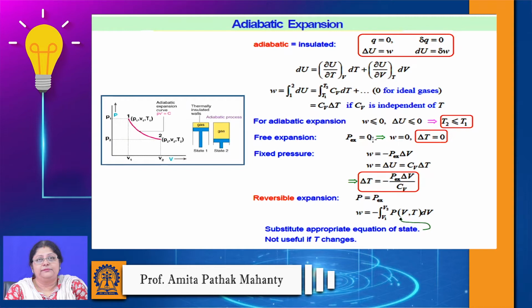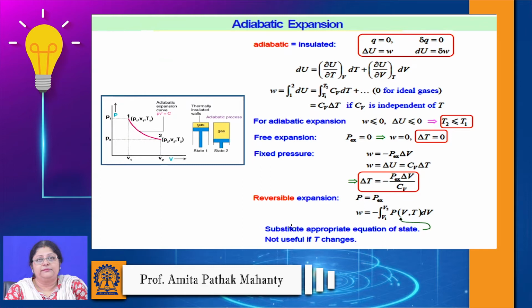What happens if you have a free expansion? Again, in free expansion, P external is equal to 0. So W is equal to 0. So there should not be any temperature change if you are having a free expansion. When you are having a fixed pressure, we can write down W equal to P external delta V, and we have said that W is equal to dU, and dU is equal to CV dT. So I can find out the temperature change from this expression by combining these two. P external dV divided by CV should give me the total change in temperature.